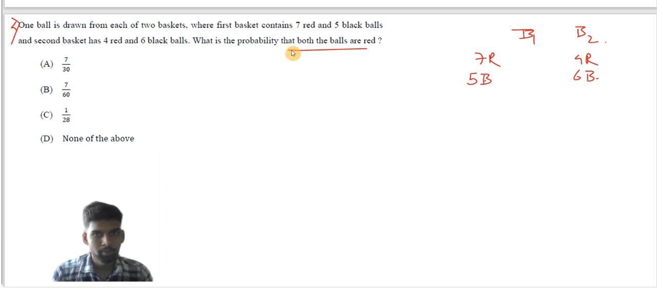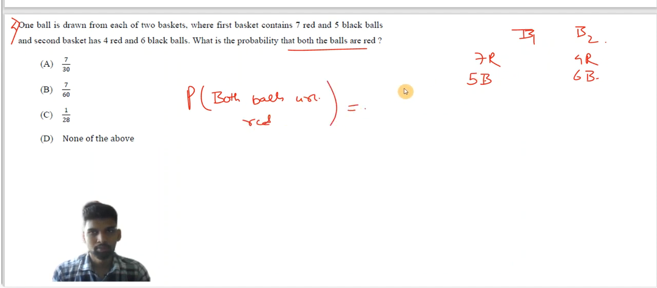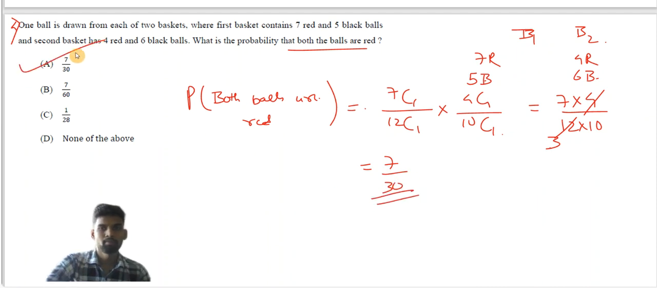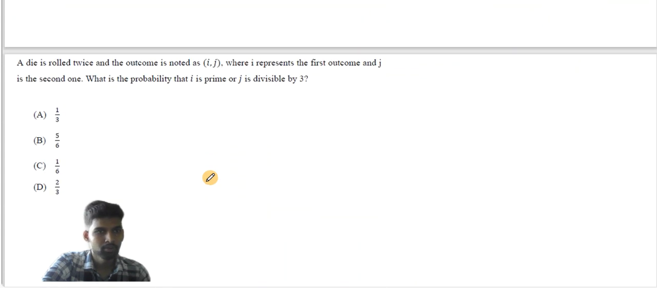What is the probability that both the balls are red? Both the balls are red means the ball selected from B1 is red and the ball selected from B2 is also red. So probability that both balls are red: when we select from B1, we have 7C1 out of 12C1, and when we select from B2, we have 4C1 out of 10C1. So it is 7 into 4 over 12 into 10. So 4 3s are 12. So 7 by 30 is the correct answer. Okay. Then next question.